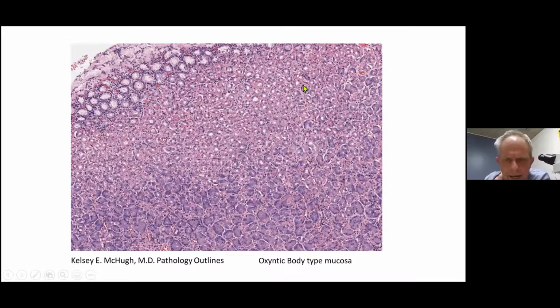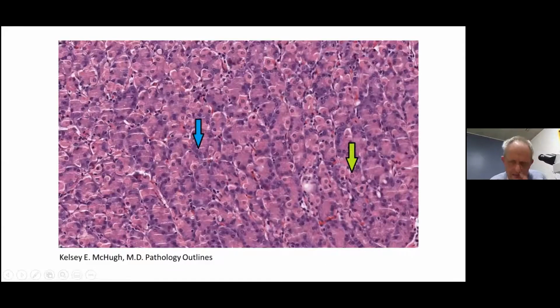And here you've got the oxyntic mucosa or body type mucosa, where you've got the pink cells or the parietal cells on the top, and then at the base of that, you've got the basophilic cells, or the chief cells. Remember that the pink cells or the parietal cells secrete acid, whereas the chief cells are responsible for enzyme secretion.